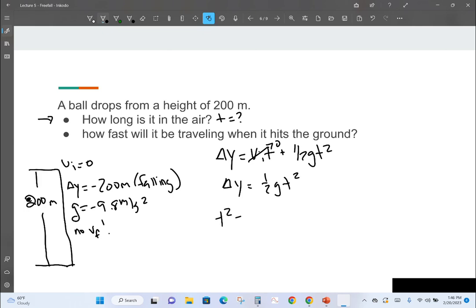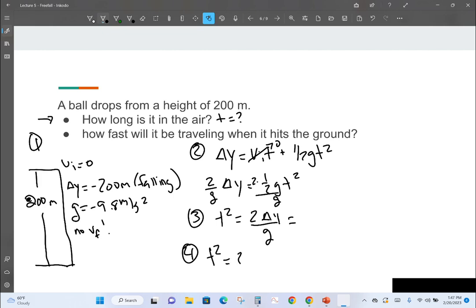And T squared is going to be equal to, I multiply 2 by both sides and I divide both sides by G, 2 delta Y all over G. So once again, I listed what I knew, I found my equation, I solved it algebraically, and now I'm going to solve it. So T squared equals 2 times negative 200 meters all over negative 9.8 meters per second squared.